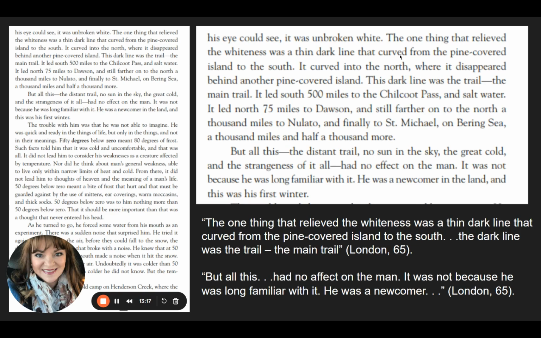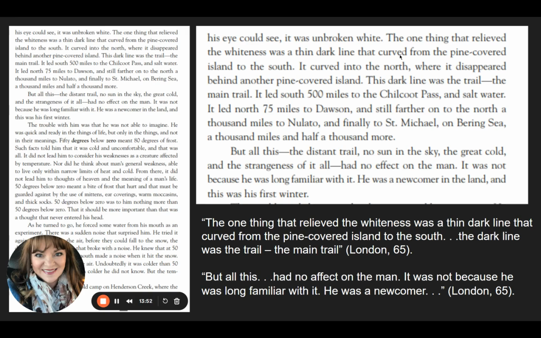The trouble with him was that he was not able to imagine. Again, when an author says something like the trouble with him was, something we want to take notice of. There's trouble brewing. He, the man, was quick and ready in the things of life, but only in the things and not in their meanings. So he sees things rationally, he sees things on the surface. Again, another alarm bell.